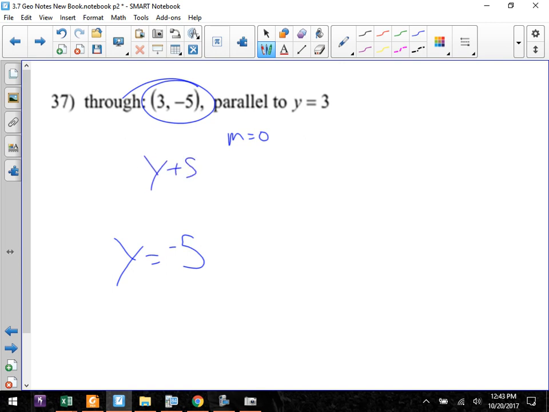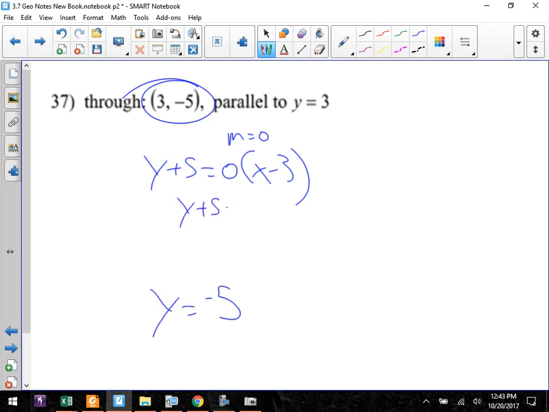Y plus 5 is 0, x minus 3. Well, what's 0 times anything? 0. And then how do you move 5? You can math it either way. It works. The idea that you recognize it quicker just makes your life easier. Okay? Just makes your life easier. And that's the idea.